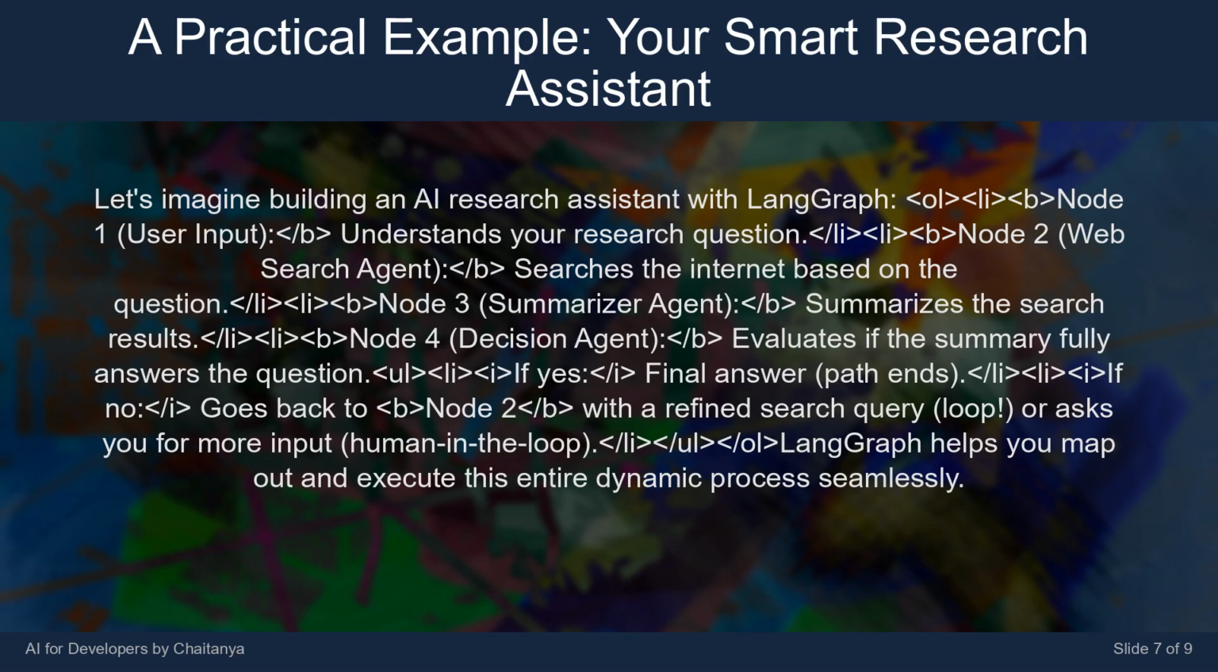If yes, final answer. Path ends. If no, goes back to Node 2 with a refined search query. Loop, or asks you for more input. Human in the loop. LangGraph helps you map out and execute this entire dynamic process seamlessly.